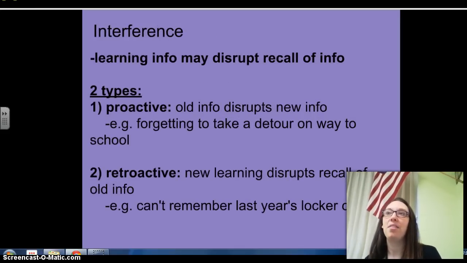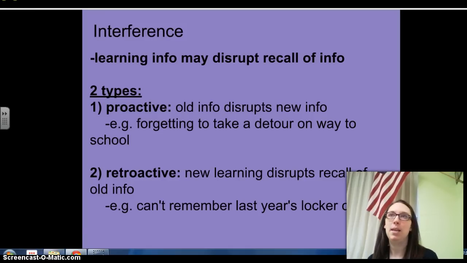Now, another way that retrieval failure can happen is if interference occurs. Interference is referring to the fact that sometimes learning new information can disrupt your recall of other information. And there's actually two different types of interference. We have what's known as proactive, and we have another one that's called retroactive. So first, proactive. Proactive interference talks about the fact that sometimes it's difficult to recall newly learned information because we know the old information so well. So with proactive interference, old information is disrupting new information.